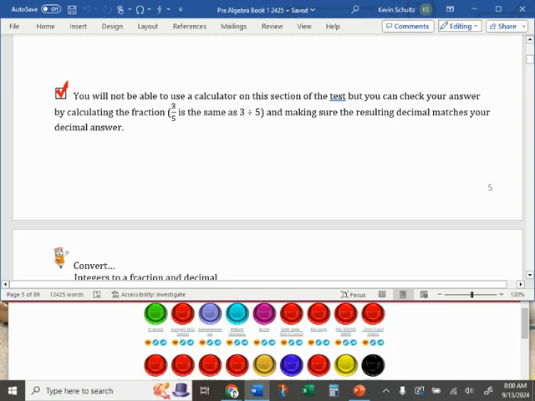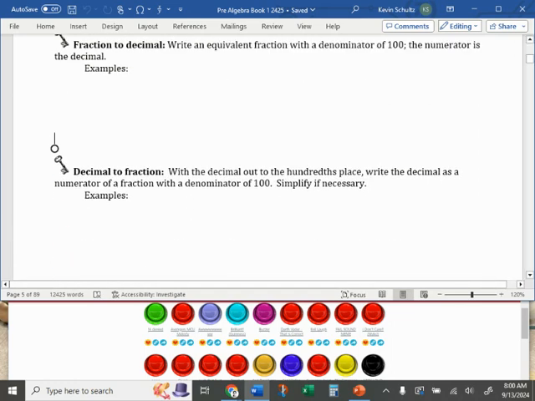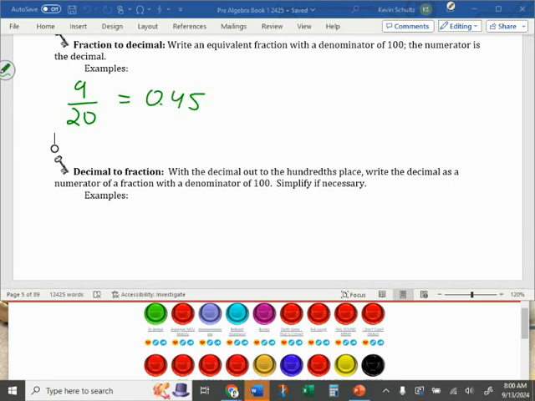Important note, you'll not be able to use a calculator on this section of the test, but you can check your answer by calculating the fraction and making sure the resulting decimal matches your decimal answer. So back to this up here. You can use a calculator on the homework to check your answer, but you won't on the test, so it's important to know how to do it by hand. What that little check mark was saying is that if you got 9 twentieths to equal 0.45, which we did, then on your calculator, because fractions are just division, 9 divided by 20 gives you 0.45. That's a good way on your homework to check that you're doing it right.